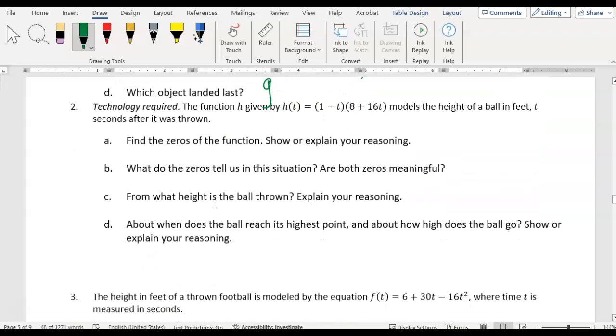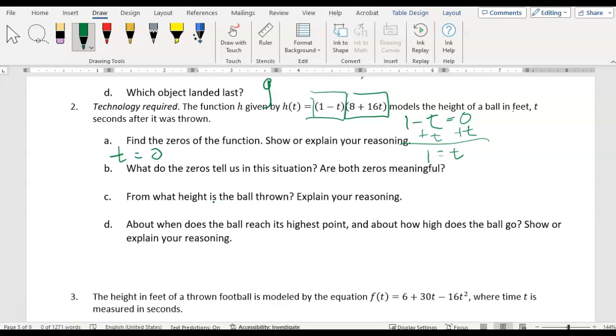All right, so for this one, it asks us to use this equation to first find the zeros of the function. So remember, we're going to take each one of these and make them equal to 0. We're looking for what value of t would make this 0. So I'm going to say 1 minus t equals 0. Now for this one, I can subtract 1 from both sides, or I can add t to both sides. It doesn't really matter, because this will be 1 equals t, right? So t equals 1 is one of the zeros.